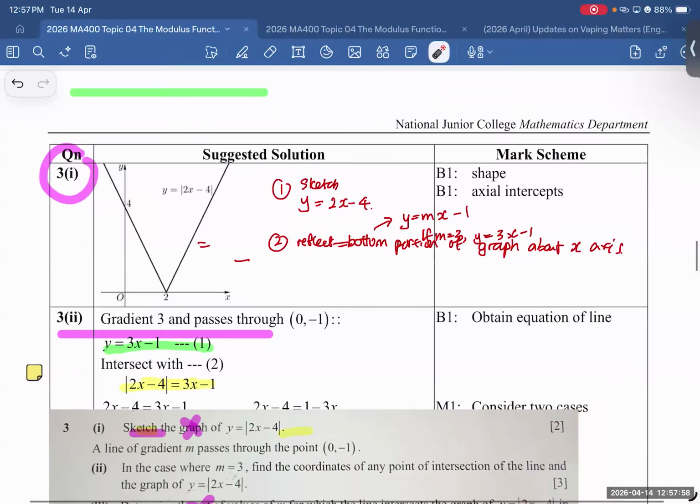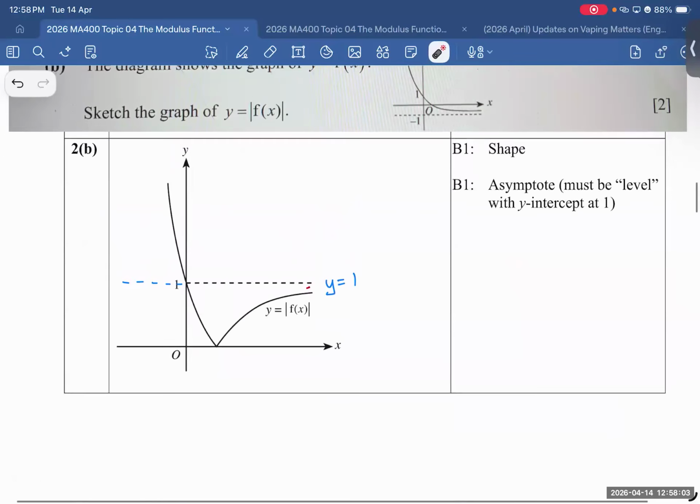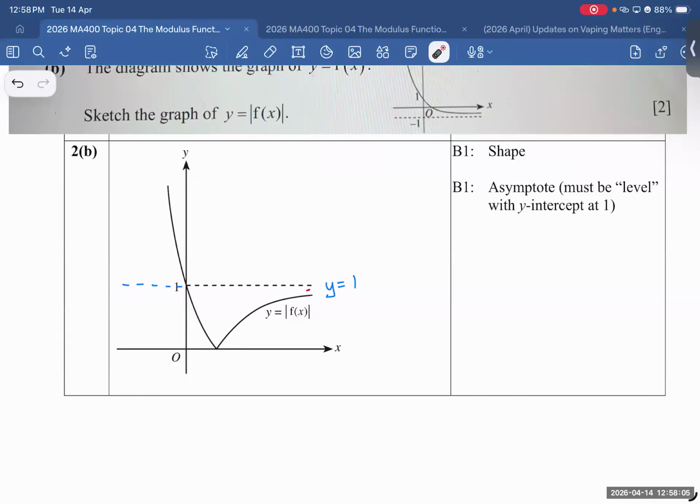Okay, so question 3 part 1. Megan, done already? Yes, so done already. Question 5, just take note, there should be 2 intersection points. So check, I think you only got 1. I should see 2.